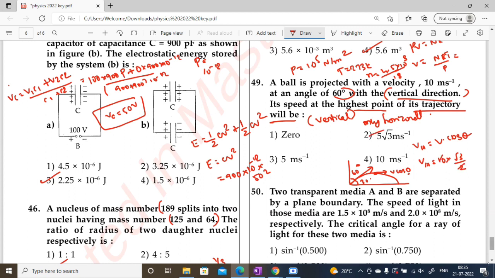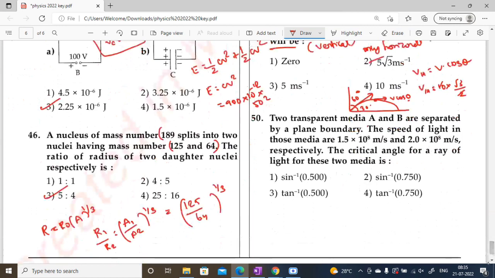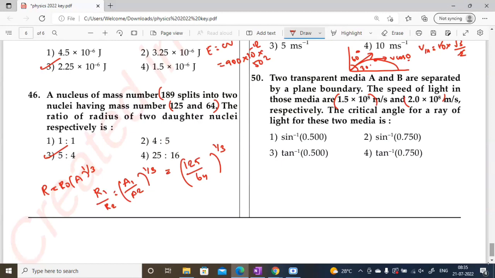And the last question: two transparent media A and B are separated by a plane boundary. The speed of light in those media is 1.5 into 10 power 8 and 2 into 10 power 8 meters per second. The critical angle for the ray, okay? Guys, try to understand this. For the critical angle condition, two media are there, one might be A and one might be B. First find which has the greater refractive index. For the critical condition, with light grazing over the surface, the light should go from the denser medium to the rarer medium. Denser to rarer is the applicable situation.